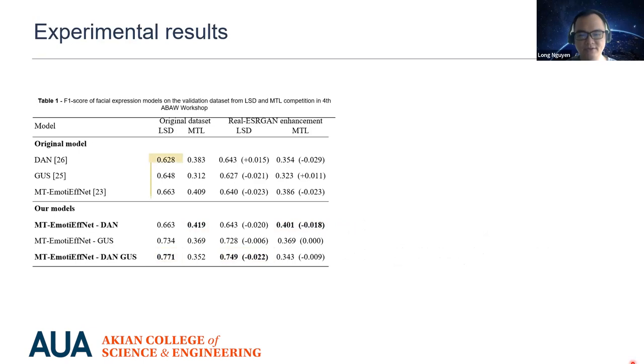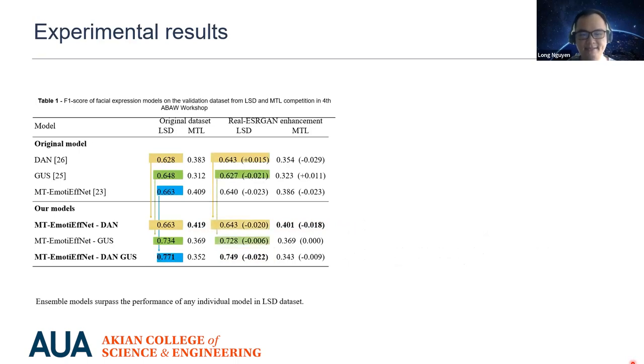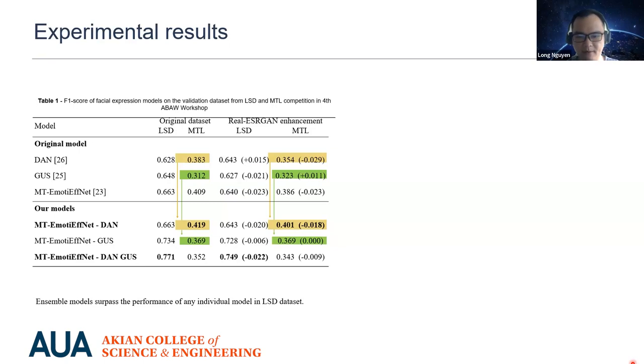In general, the results show that the ensemble models achieve a better result than any single model on the LSD dataset, and the ensemble model of the MT multi-FNES and GERS even increases the F1 score significantly, by 10%. Similar results were observed on the MTL datasets, except for the most complex ensemble model. Although this model achieved a high score on the LSD datasets, it failed to provide a high score on the MTL datasets.